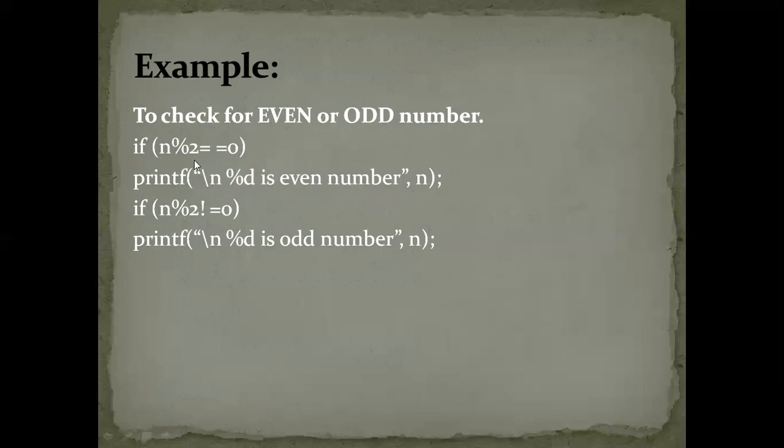Remainder will be 1. This is not equal to 0. Then it is not an even number. So that is why one more condition here is that if n mod 2 is not equal to 0, obviously it will be an odd number. Understood? It is a simple program.